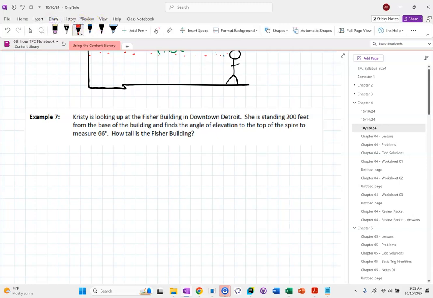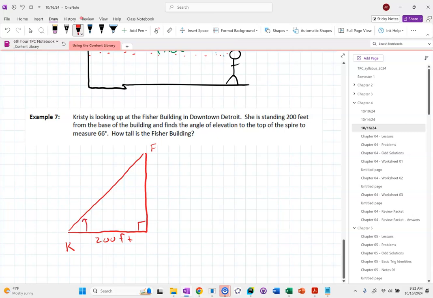So here it says Christy is looking up at the Fisher Building in downtown Detroit. Okay, well, she's standing 200 feet from the base of the building. Notice that I assume that the building is standing 90 degrees to the ground. That's an assumption you can make for all structures that are coming off of the ground unless it's stated otherwise. And she finds the angle of elevation.